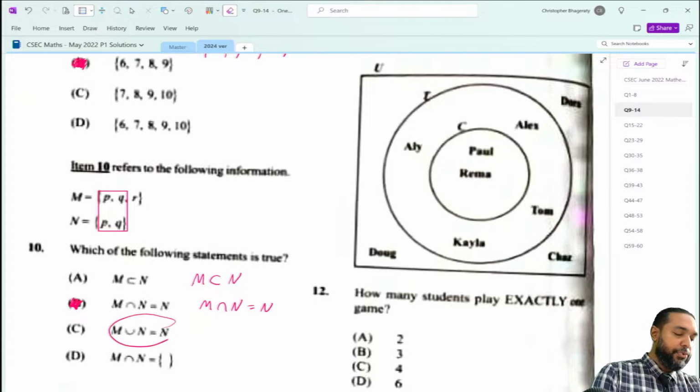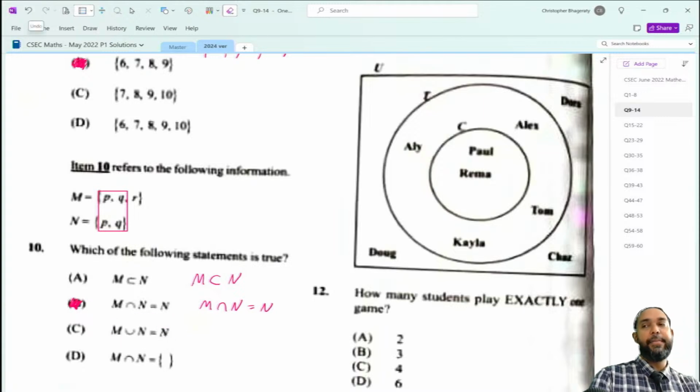Here they're saying M union N is N. If you put M and N together, you get PQR, which is not N. And last one is M intersect N is an empty set. Is that true? Are there no common elements? That's correct. 9 is B. So no, it's not true. There are common elements. So D is false.